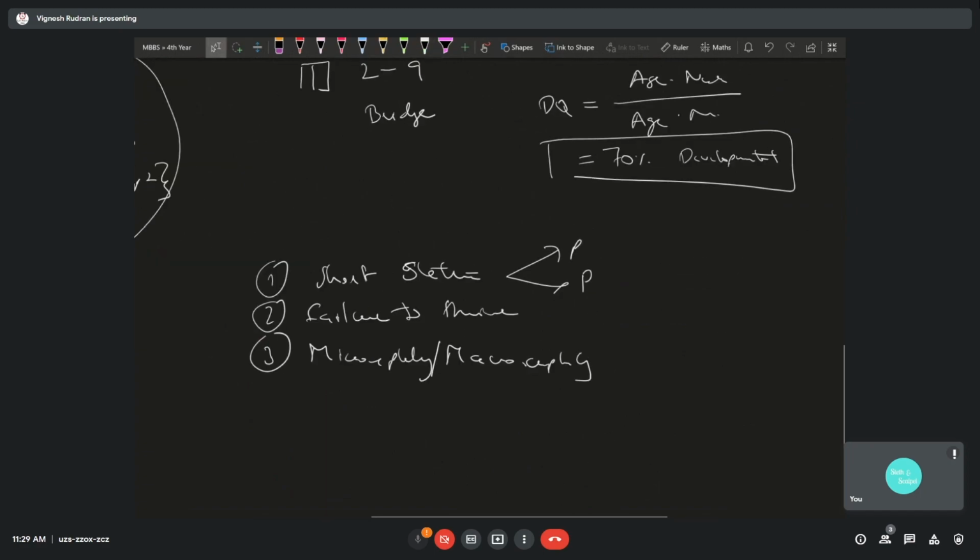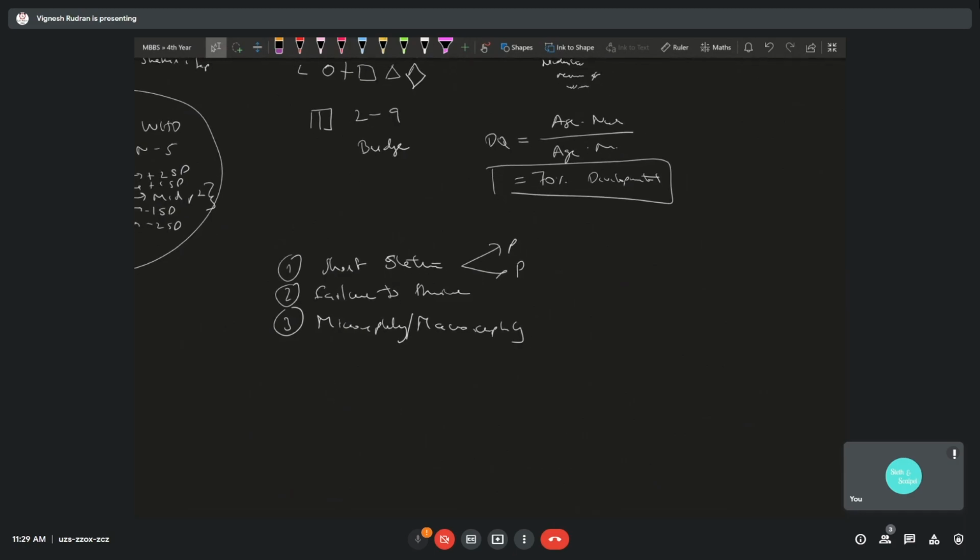The various reasons for short stature are going to be either nutritional, genetic, or some kind of growth hormone deficiency, or hypothyroidism, or some kind of psychosocial short stature. All of these are the points which you can say. Same thing is for failure to thrive, where the baby doesn't gain weight. Short stature is height is less, failure to thrive is doesn't gain weight.